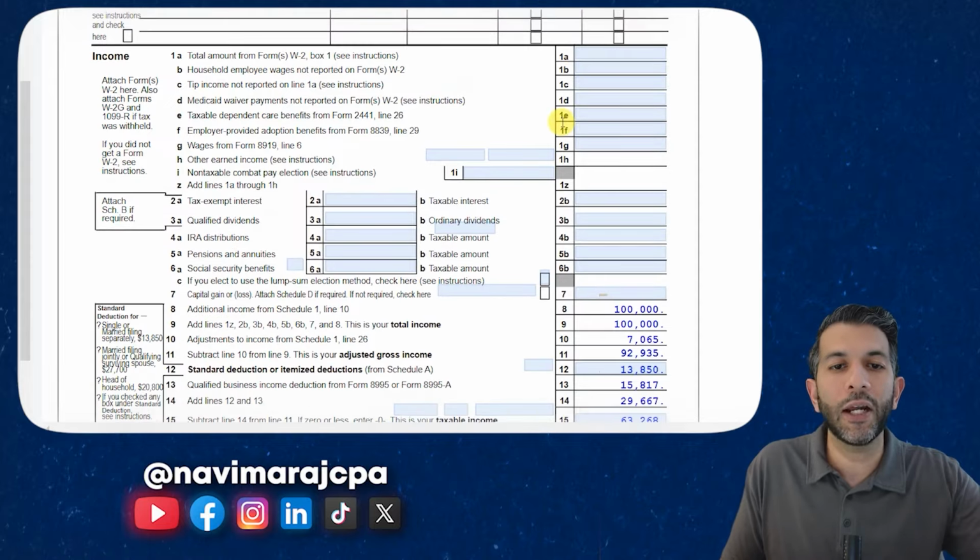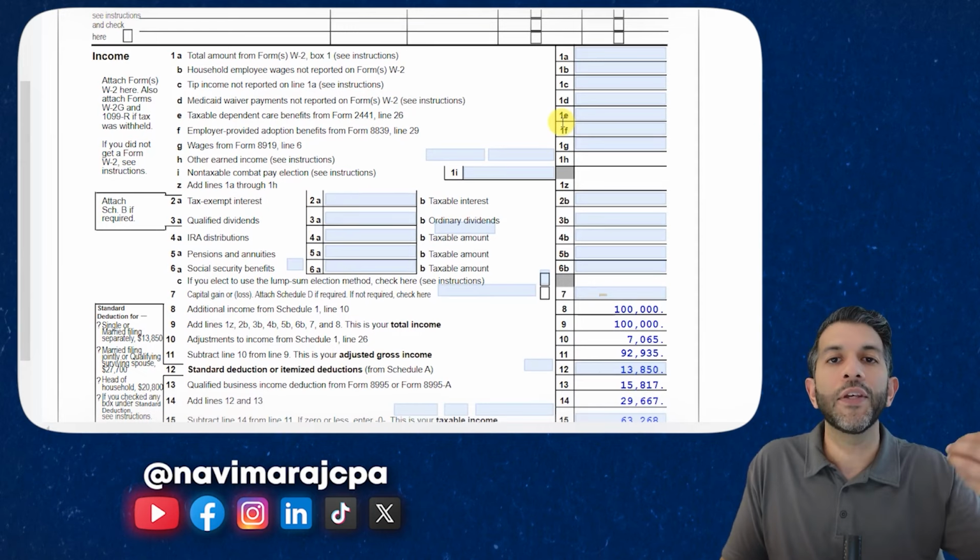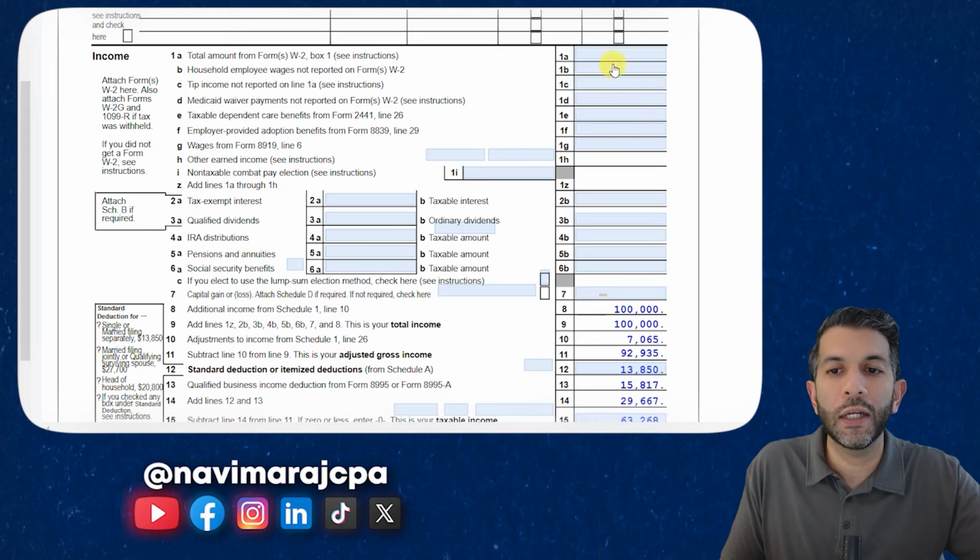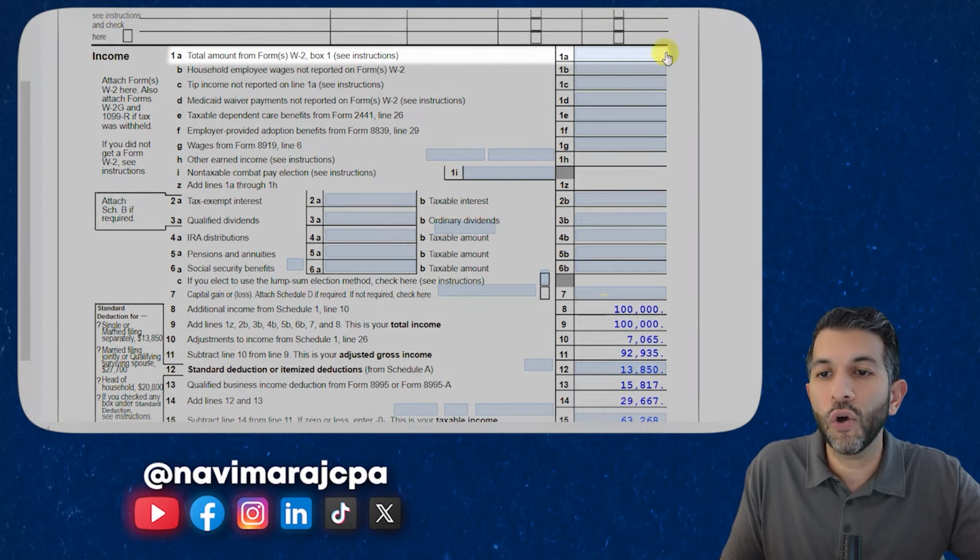And if we look here at the front page of Form 1040, this is your individual tax return. This you might be more familiar with. You're preparing this regardless if you have a business or not. If you have a job, you're probably preparing this tax return. You'll notice here that box 1A is empty. There's no value here. And that's because box 1A is where your W-2 income goes.